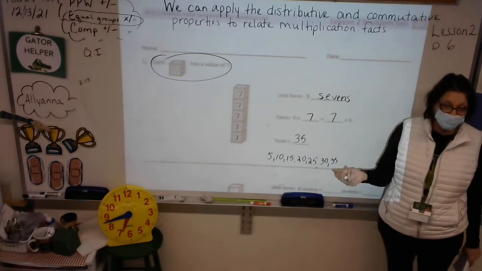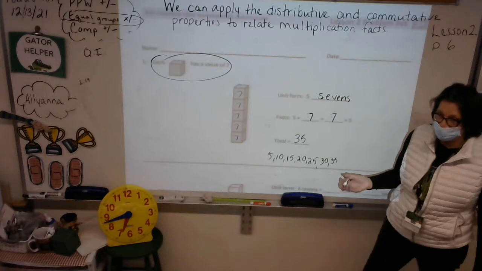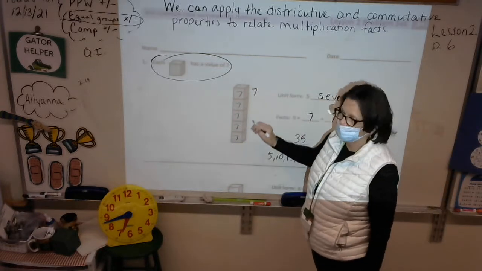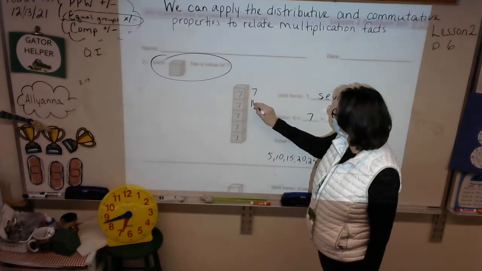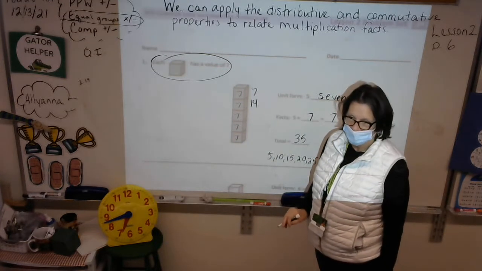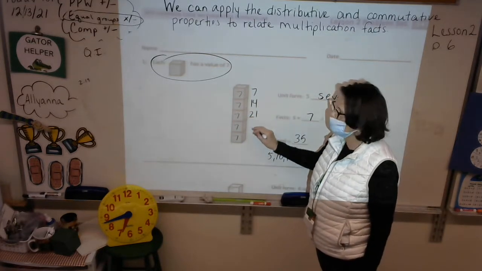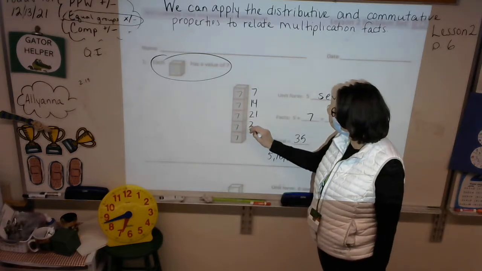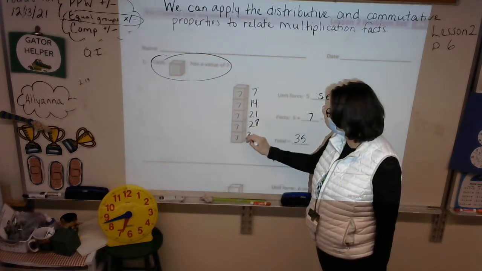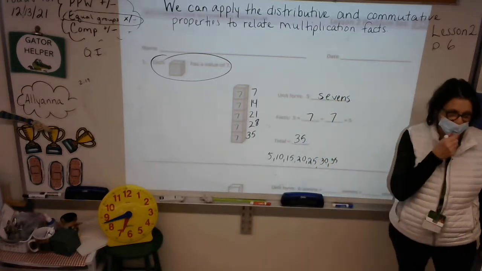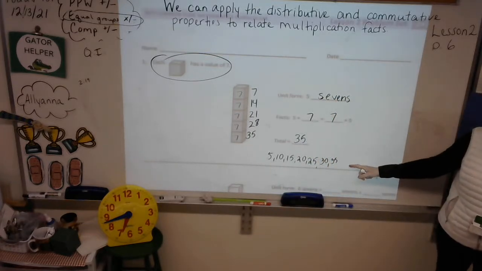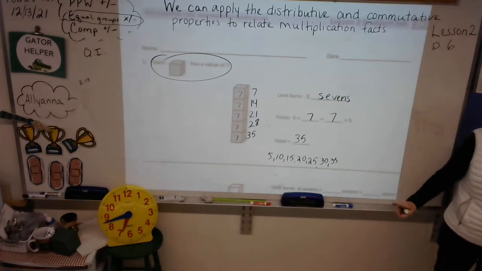Now, could we have skip counted by 7s? We absolutely could have. We could have done 7, plus 7 is 14, plus 7 is 21, plus 7 is 28, plus 7 is 35. We could have done that as well. It's just not quite as easy as skip counting by 7 or 5. I would rather not do that right now.